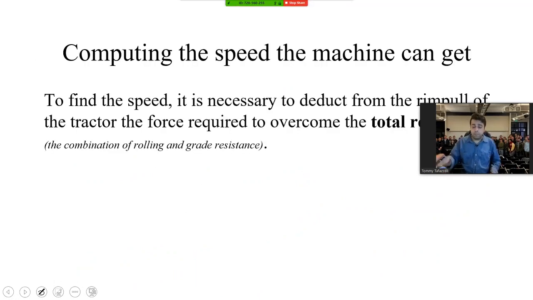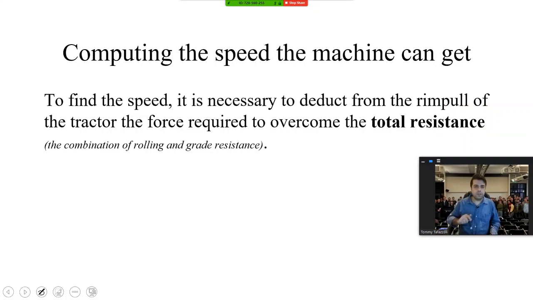But there is one important thing to consider, and that is that not all of the rim pull effort can move the machine. When we talk about the rim pull effort, our assumption is that we are moving on a level surface, no grade. We're not going up, we're not going down. It is level and there is no friction. So in fact, we didn't consider the grade resistance and the rolling resistance.